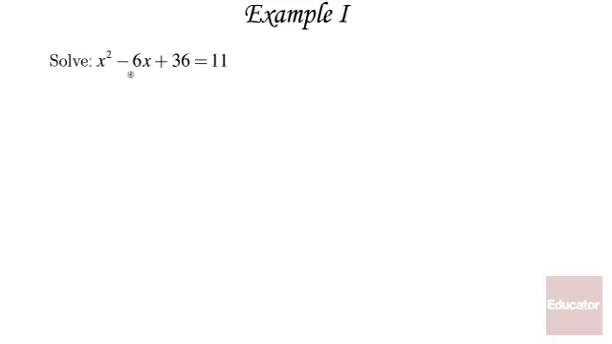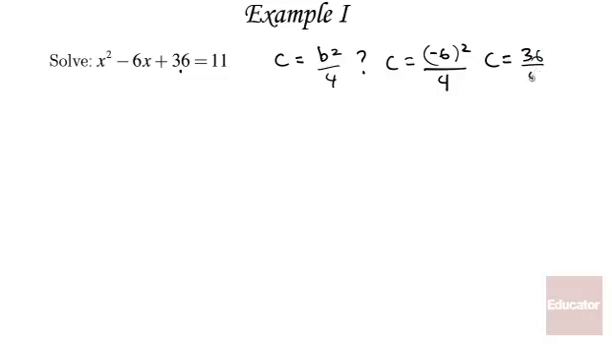In my first example, I have x squared minus 6x plus 36. And 36, the square root of that is 6, so this might be a perfect square. The quickest way to check for that is to look: does c equal b squared over 4 in this situation? So b is negative 6, squared, divided by 4. So that's 36 divided by 4. Okay, so I find out that this equals 9.